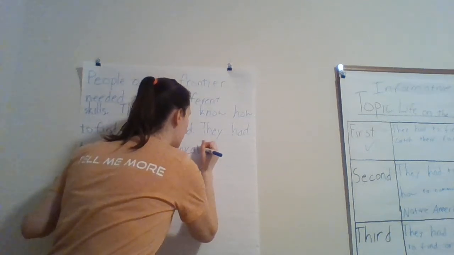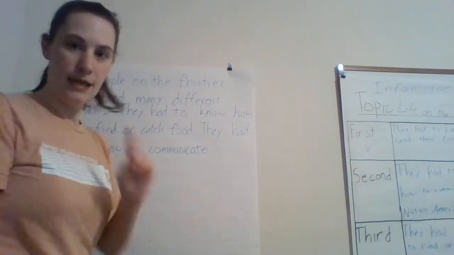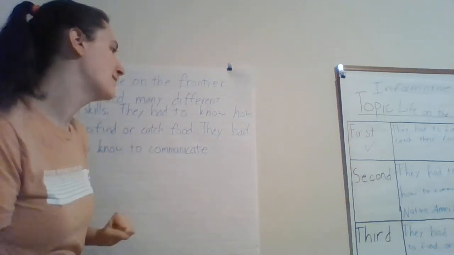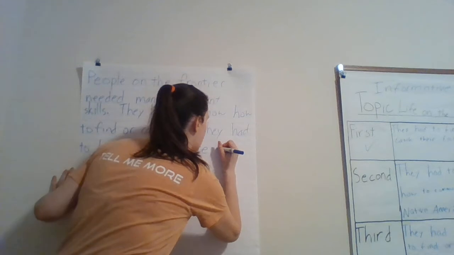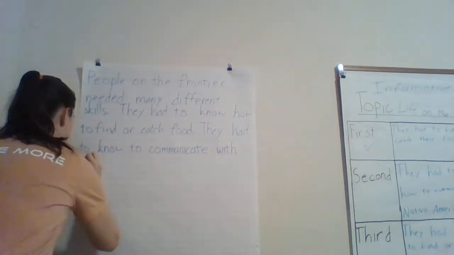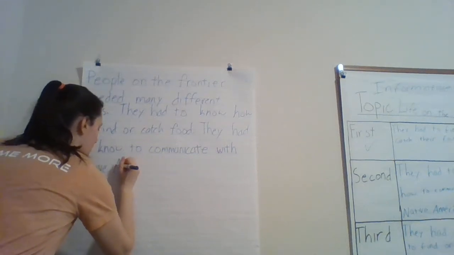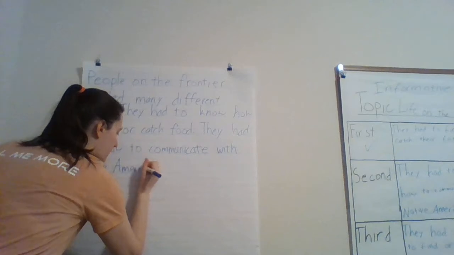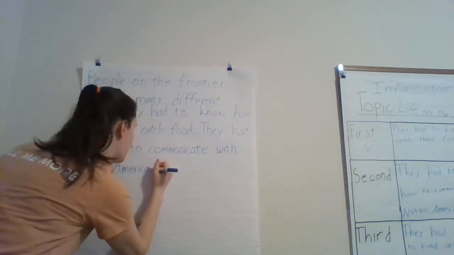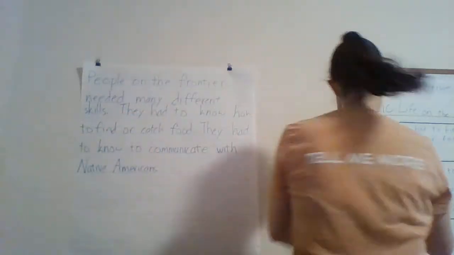C-O-M-M-U-N-I-C-A consonant T-E. Communicate. A consonant E says A. With Native Americans. The people who are already living on the frontier. Double checking my graphic organizer for spelling. I'm going to put that check mark because I wrote it.